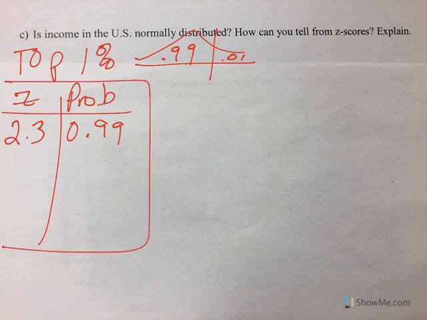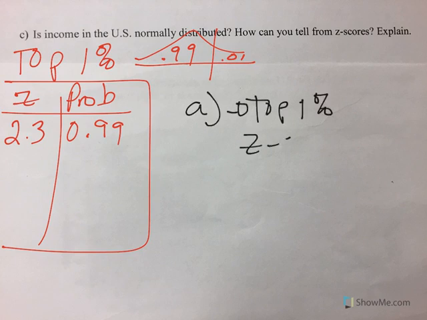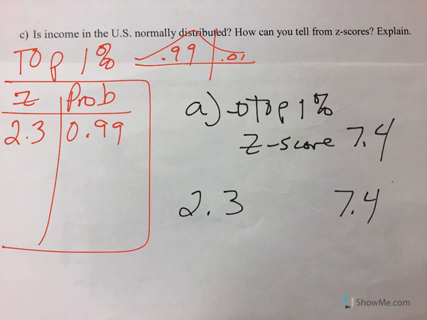But remember, from part A, the top 1% have a z-score of 7.4. So we're comparing 2.3 to 7.4. That's not even close to being the same. So the answer is no, because in order for this to be normally distributed, the top 1% should be roughly 2.3. It might not be exact, but 2.3 and 7.4 are not even close to being the same. So it's important that we recognize U.S. income is not normally distributed.